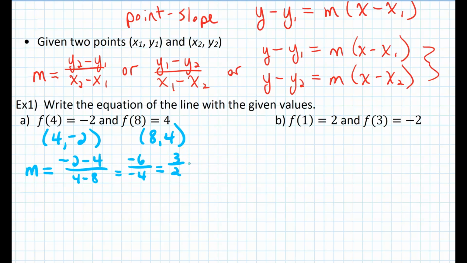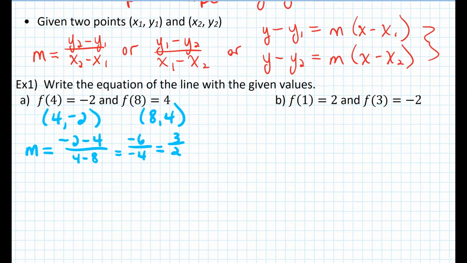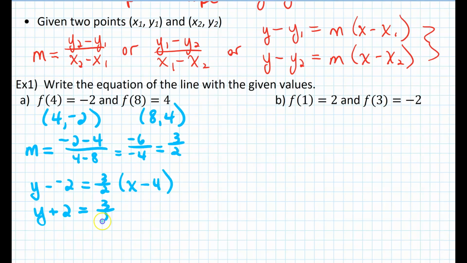Okay, so we know that the slope is 3 over 2, and we just want to put it into an equation of a line. The most straightforward way is to pick one of those coordinates. Which coordinate do you want to use? The first one? Okay, so we would have to do y minus -2 is equal to 3/2 times x minus 4. And then I don't want to leave that double negative in there, so I'm just going to turn that into y plus 2 is equal to 3/2 times x minus 4.